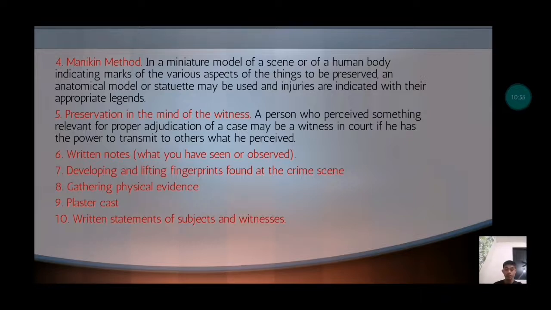And number six is written notes of what you have seen or observed. Number seven is developing and lifting fingerprints found at the crime scene. Number eight, gathering physical evidence. Number nine, plaster casts. And number 10, written statements of subjects and witnesses.